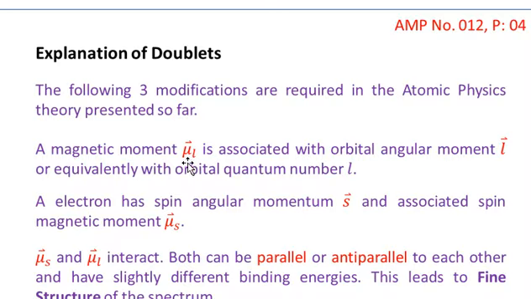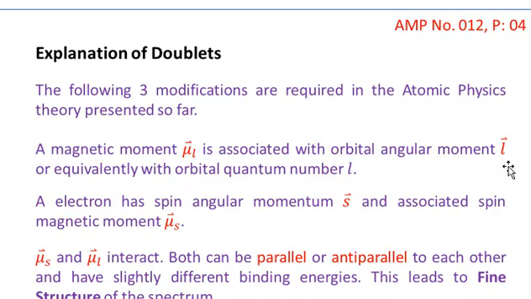Number one is that a magnetic moment mu L is associated with the orbital angular momentum L, or equivalently with the orbital quantum number L. So the main thing is that the magnetic moment mu L is associated with the orbital angular momentum L. You see that so far, up to lecture number 11, we have discussed the orbital quantum number L. Now here we are talking about another quantity, which is the magnetic moment, or more precisely the orbital magnetic moment of the atom, which is associated with the orbital angular momentum L of the atom.